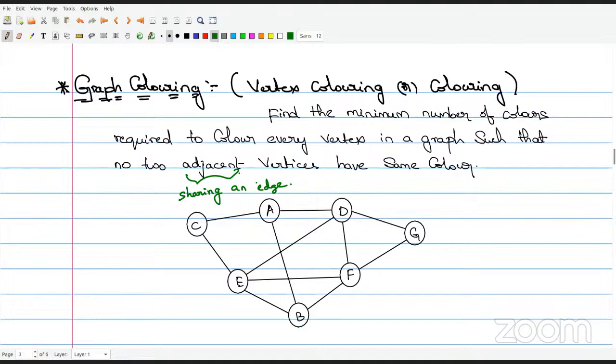Here there are 7 vertices. I can give all 7 vertices 7 different colors. That is also a coloring. But what we have to do is use the minimum number of colors. So just give it a try. This doesn't require any prerequisite. Whatever I have explained just now, you can use that. Try to give colors to each and every vertex and find. You have to minimize the number of colors.